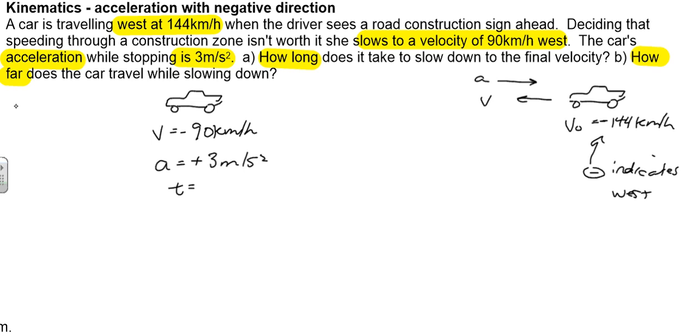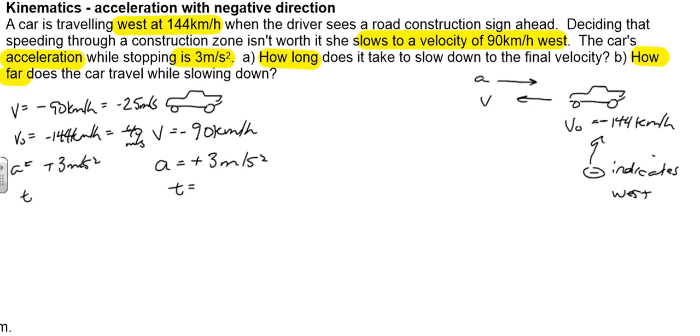So, let's write down what we have. Our V is negative, sorry, this is V, this should be V naught, yep. So this is negative 90 kilometers per hour, which is the same when you divide by 3.6, negative 25 meters per second. The V naught is negative 144 kilometers per hour, which gives me negative 40 meters per second. And your acceleration is plus 3 meters per second squared. And we're looking for time.